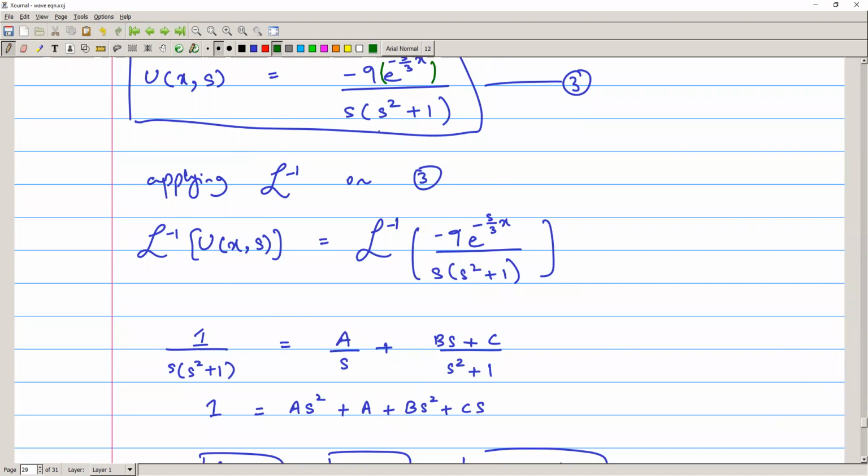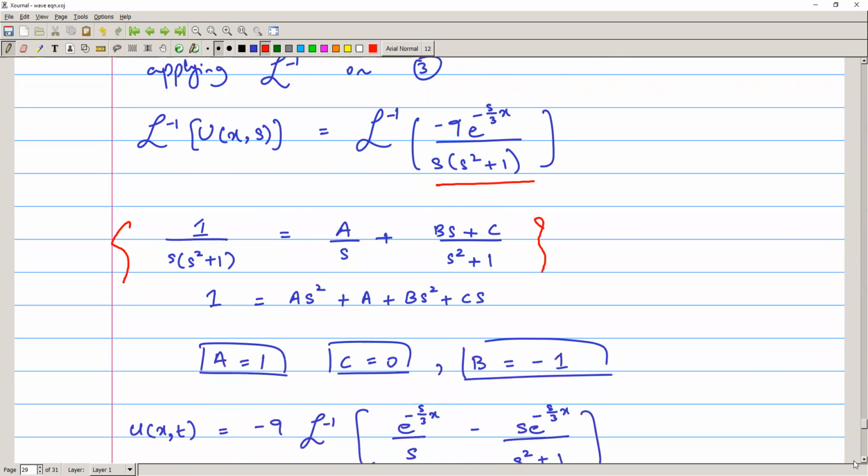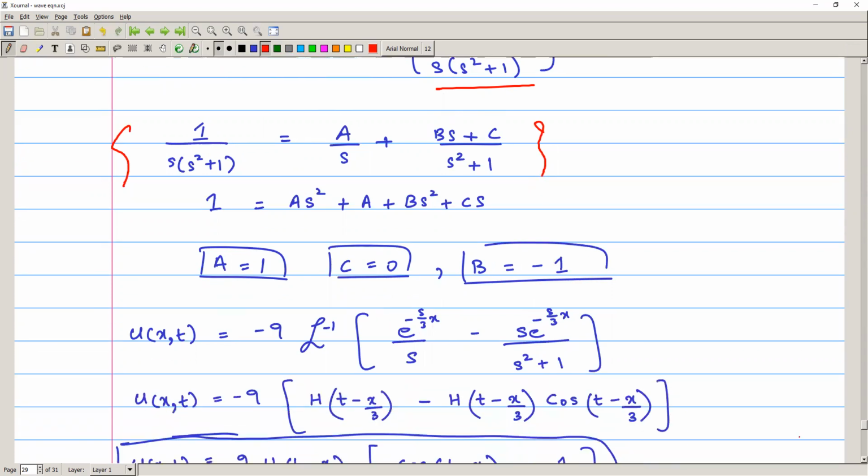Now we'll apply the inverse transform to find the value of u(x, t). So apply the transform on both sides. Laplace inverse of u(x, s) is equal to Laplace inverse of the function minus 9 e to the power negative (s over 3)x over s into (s squared plus 1). So we can split this problem by using partial fractions. Using the partial fractions, we find A, B, and C. Therefore, now it's easy to write this function in parts, and so it's easy to find the Laplace inverse transform.